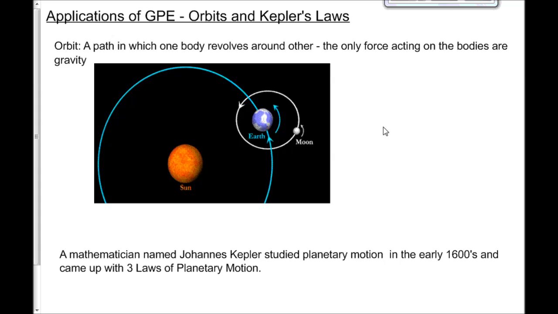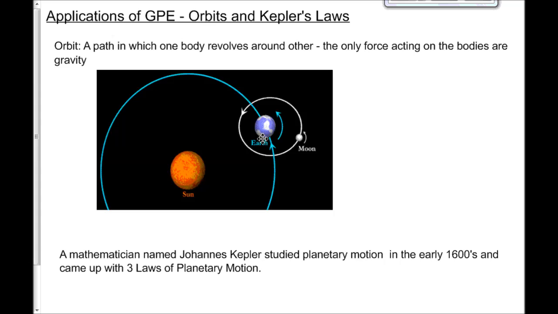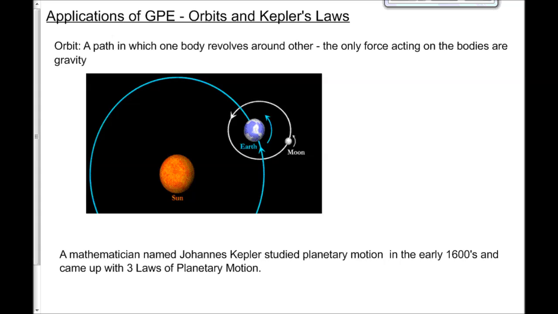And we're going to start with what an orbit actually is. So our definition for an orbit is given right here. It's a path in which one body revolves around another, and the only force acting on the bodies is gravity. So an example might be the Earth orbiting the Sun. You can see the picture here. So Earth orbiting the Sun, you might have the Moon orbiting the Earth, those sorts of things. So you have one object orbiting another, and they're only acted upon by gravity.